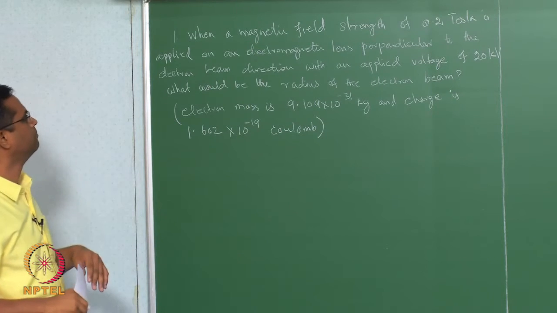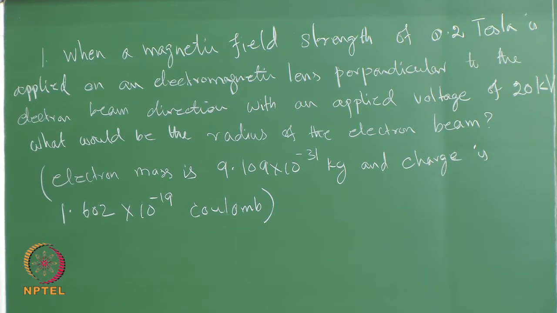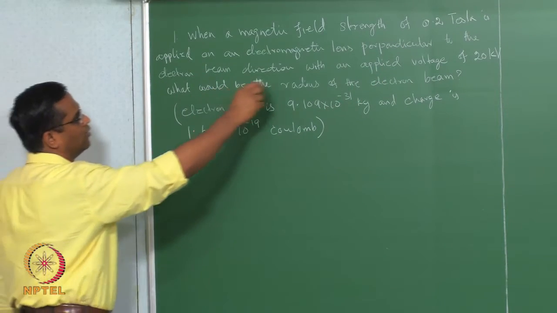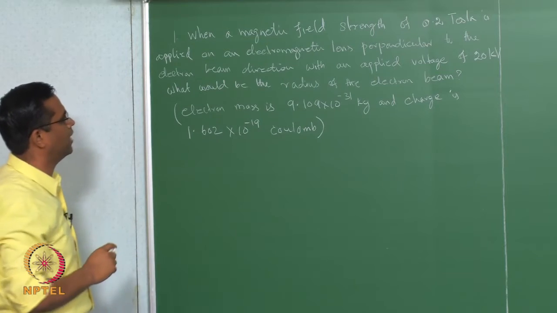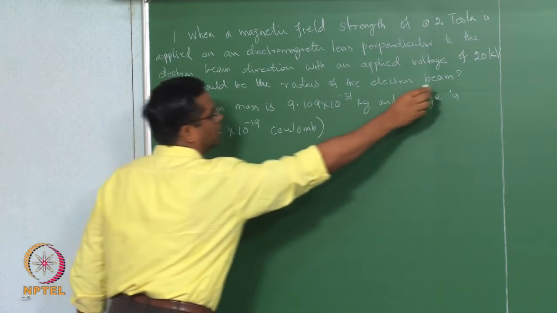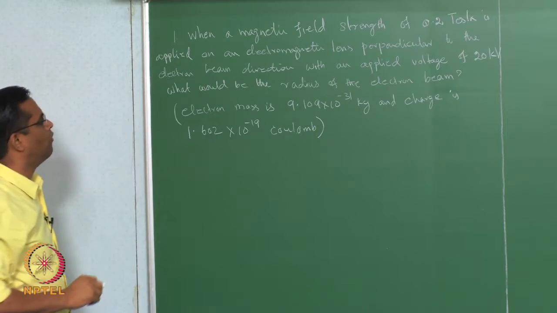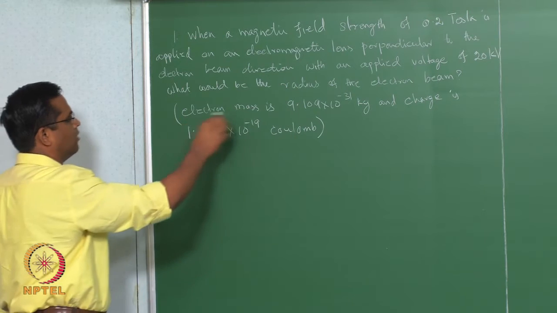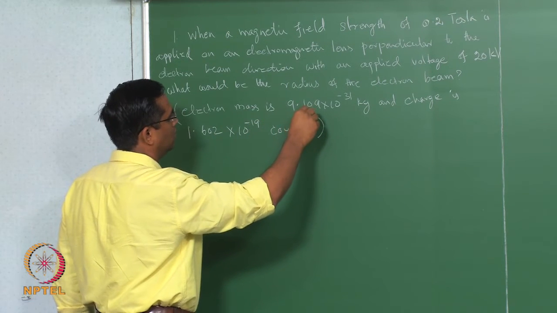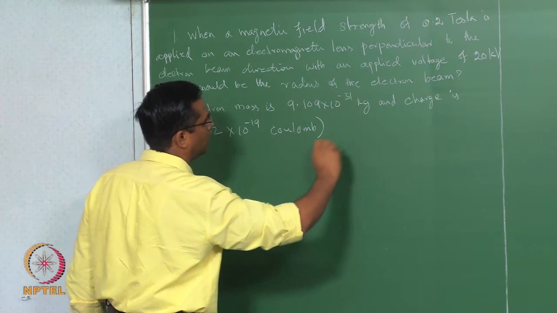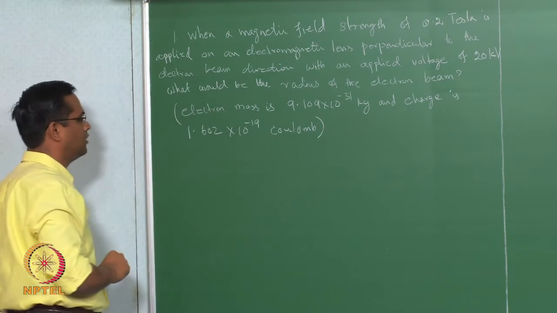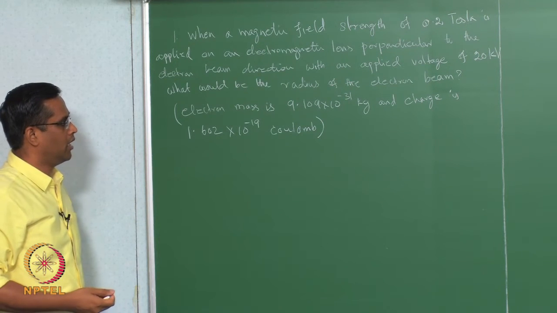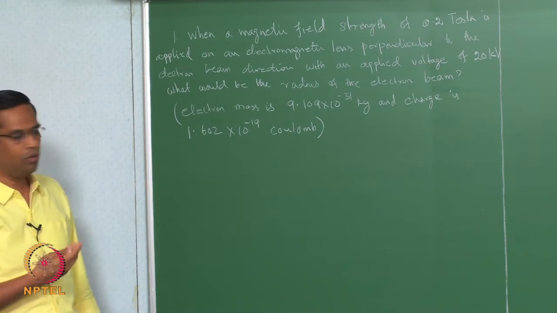So the first problem is, when a magnetic field strength of 0.2 tesla is applied on an electromagnetic lens perpendicular to the electron beam direction with an applied voltage of 20 kilovolt, what would be the radius of the electron beam? And the electron mass is 9.109 × 10⁻³¹ kilograms, and the charge is 1.602 × 10⁻¹⁹ coulomb.